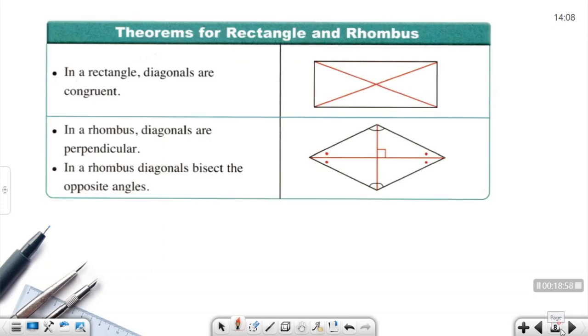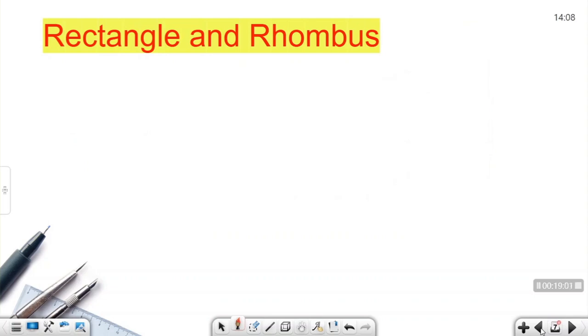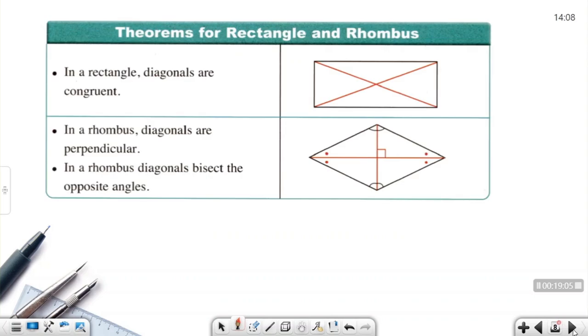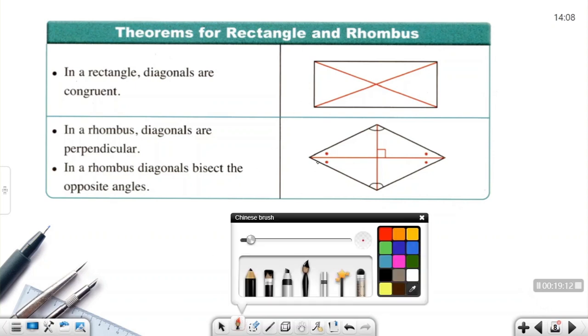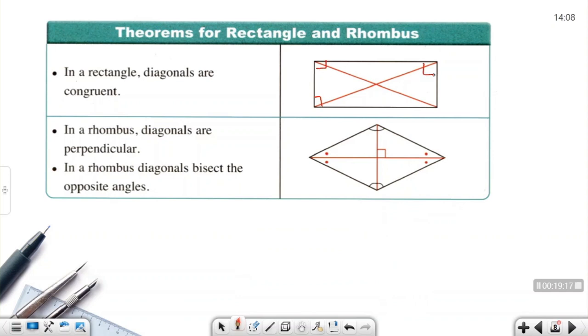Let's talk about the rectangle and rhombus. This will be the end of this video. All rules of parallelogram work for rhombus and rectangles, because they are at the same time parallelograms. And everyone knows when we talk about rectangles, angles are 90 degrees and opposite sides are congruent. So you know that one. The new information: diagonals are congruent.